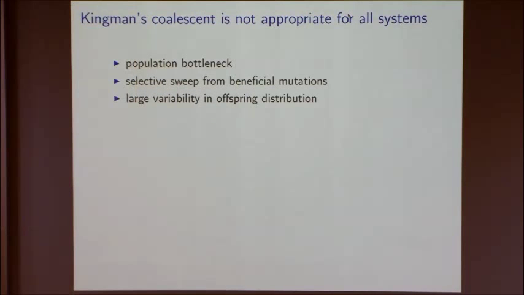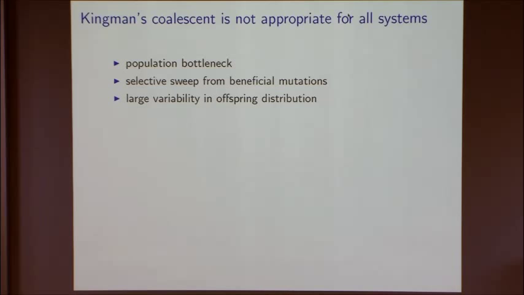Similarly, you can have a selective sweep from beneficial mutations. If there's a mutation, say in bacteria, that confers antibiotic resistance, and then you apply antibiotics to this colony of bacteria, then only a few bacteria survive. They fill up the rest of the population. And so if you look at this process back in time again, you'd expect a lot of coalescing events.